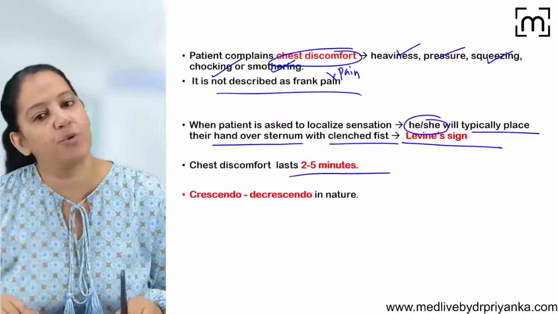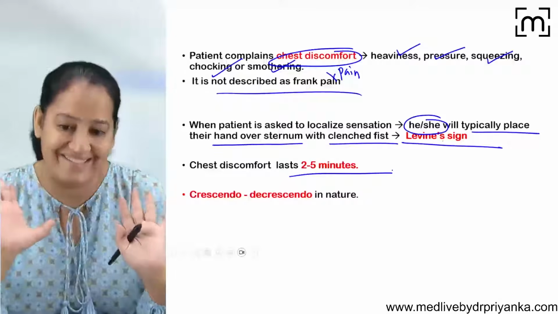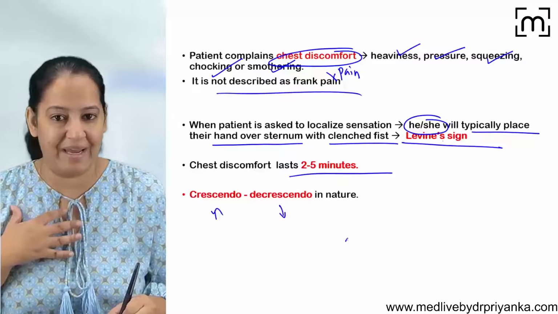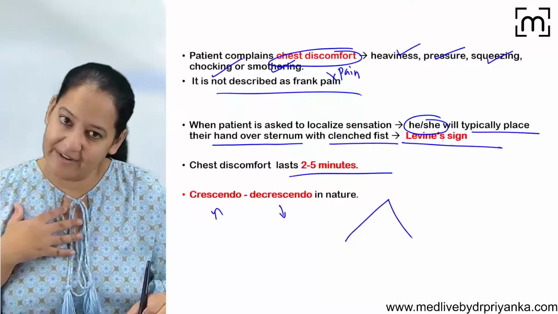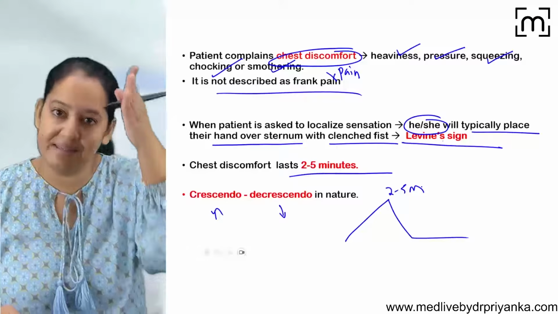It typically exists for 2 to 5 minutes. After 2 to 5 minutes of rest, it disappears. It's transient in nature, so you have to learn. And it is crescendo and descendo in nature. First the pain increases in intensity, then decreases, and then disappears. It typically lasts for 2 to 5 minutes. So please learn the features.